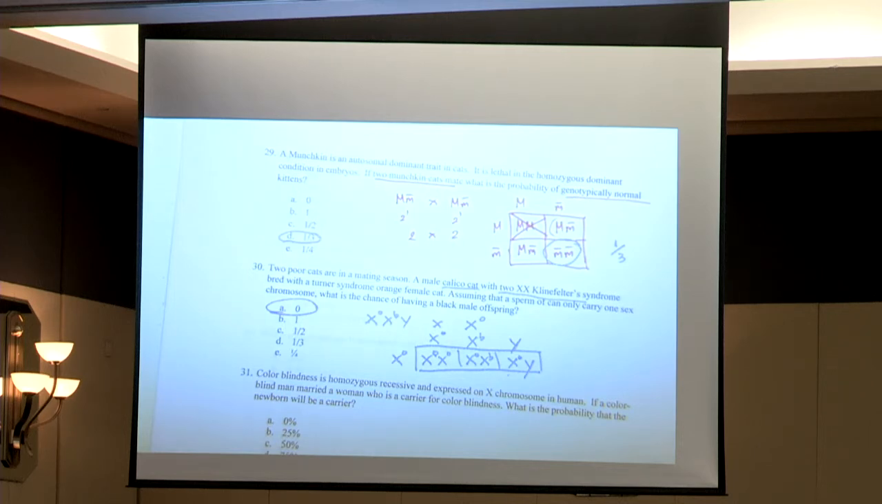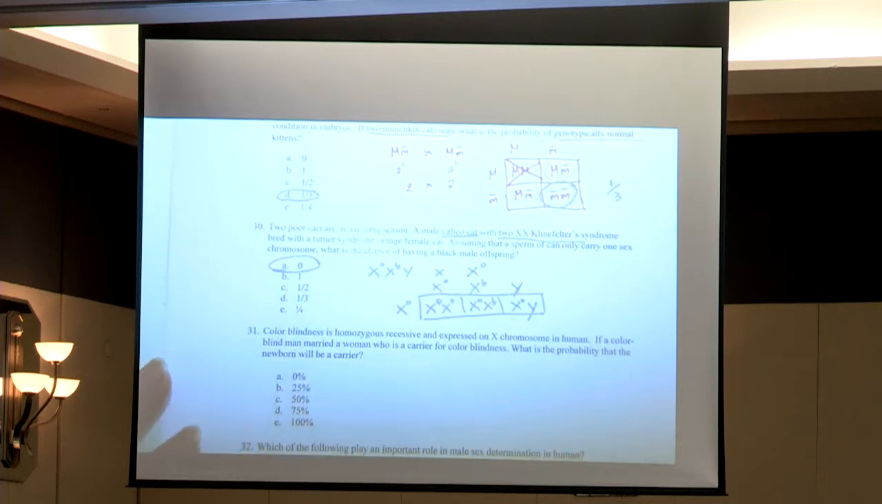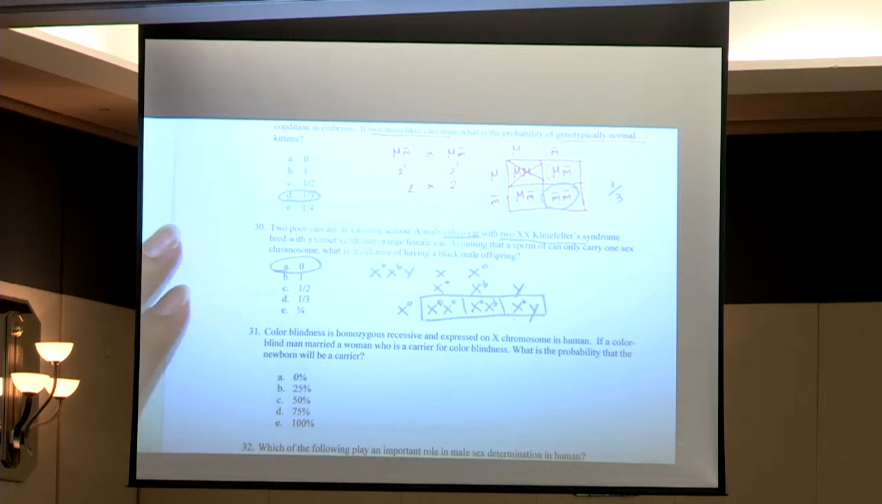Question? Anyone? Okay. 31. Colorblindness is homozygous recessive and expressed on the X chromosome in humans. What does this tell us? It's expressed on the X chromosome, so it's X-linked, right? So if a colorblind man marries a woman who is a carrier for colorblindness, what is the probability that the newborn will be a carrier?